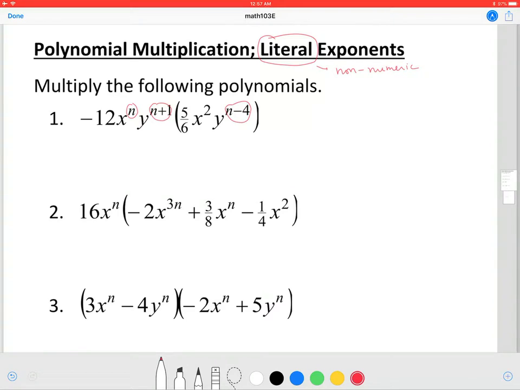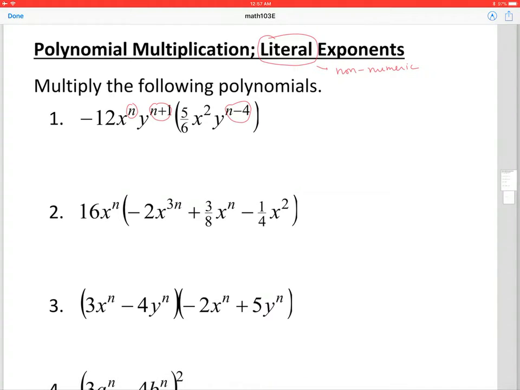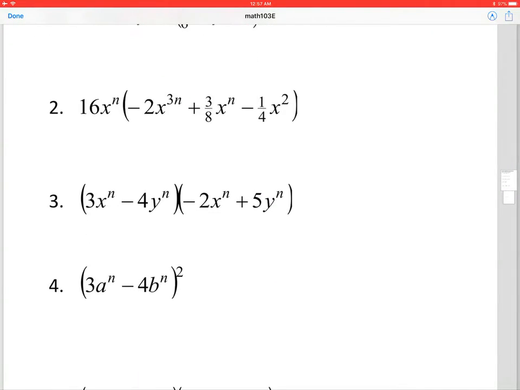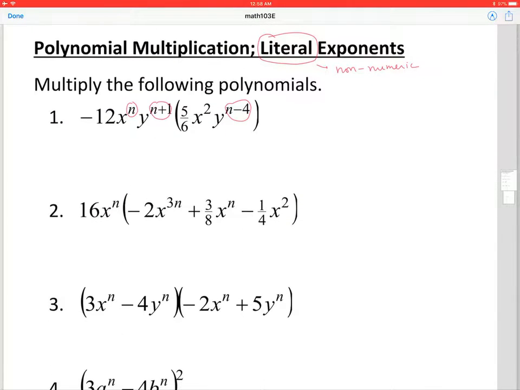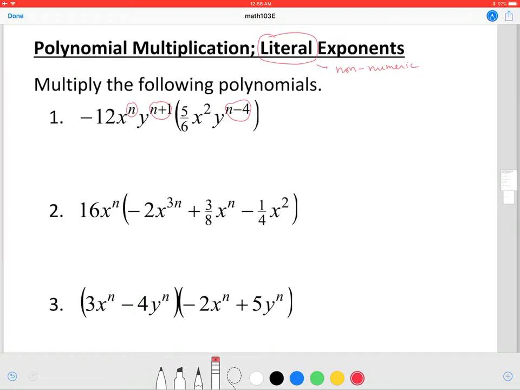All right, and here we have 5 problems, and as you can see they all have so-called literal exponents. All right, so let's begin. Okay, let me erase these. Okay, so number 1, we are basically multiplying 2 monomials.